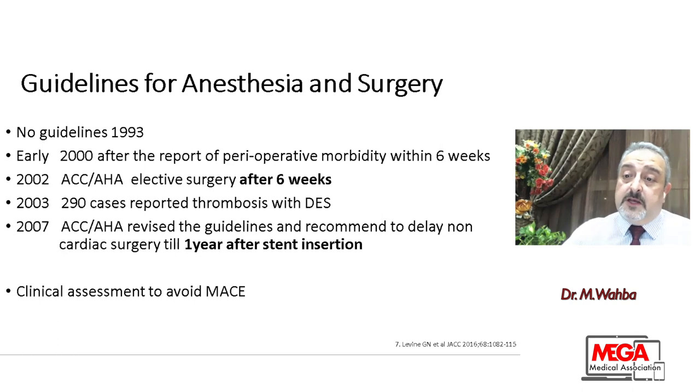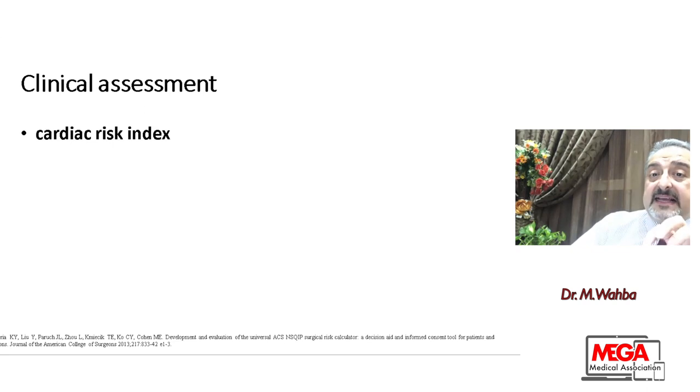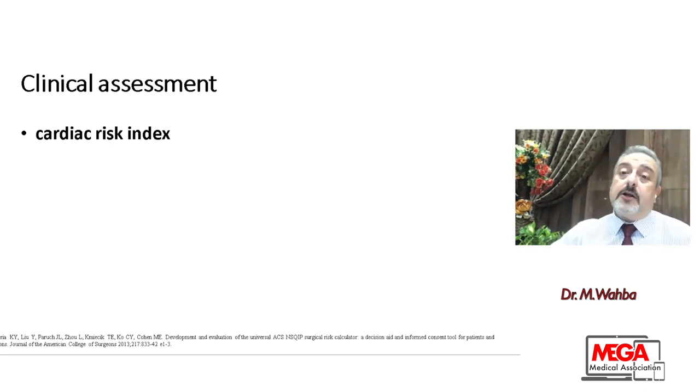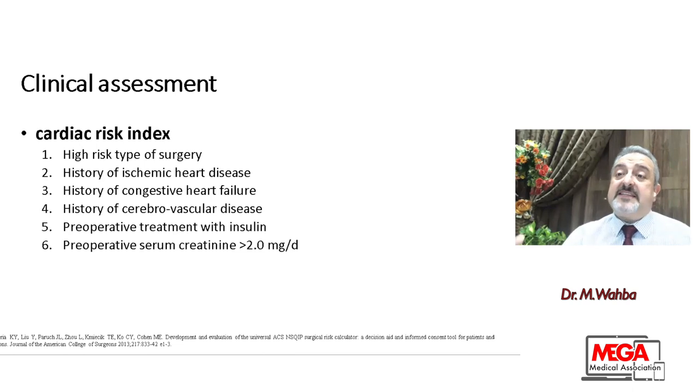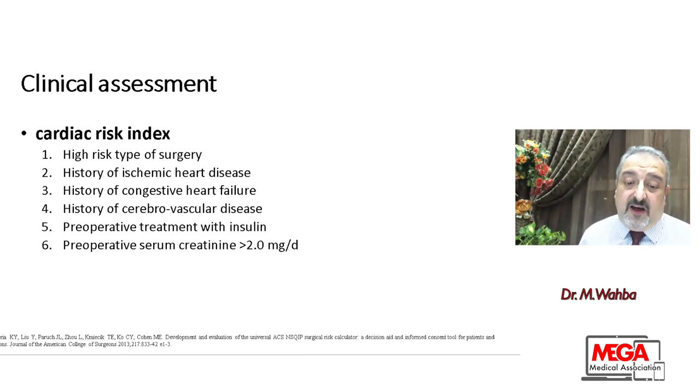The waiting list was huge. So they came up with a clinical assessment for those patients who might develop major cardiac events. They categorized them into a cardiac risk index and a non-cardiac risk index. In the clinical assessment for the cardiac risk index, they have 6 points. Each point will have either yes or no, or zero and one, like high risk type of surgery. What type of high risk surgery? It is an intracranial procedure or spinal procedure or prostate or middle ear surgery, aortic surgery, or tumor resection laparotomies. That will take one.